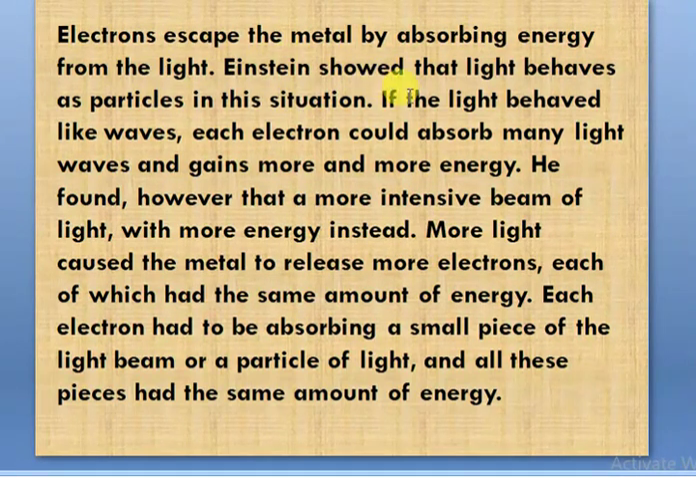Now, Einstein showed that light behaves as particle in this situation. If the light behaved like wave, each electron would absorb many light waves and gain more and more energy. He found, however, that a more intensive beam of light with more energy instead, more light, caused the metal to release more electrons, each of which had the same amount of energy. Now, what are we talking about? We are talking about the photoelectric effect.